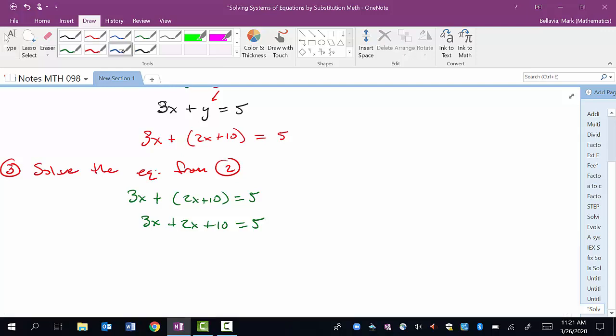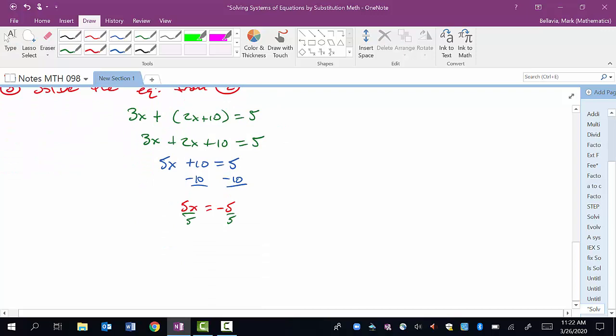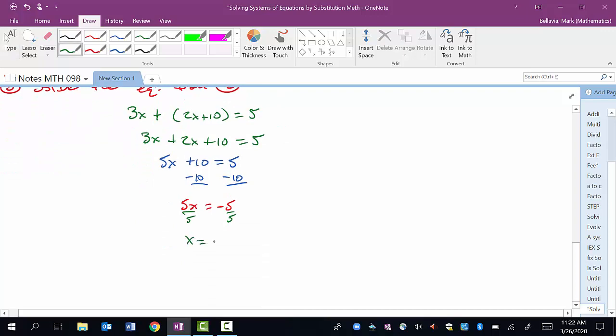And solving this, remember you want to combine like terms. 3x plus 2x gives me 5x plus 10 equals 5. We'll subtract 10 from each side. I end up with 5x equals negative 5. And then solving for x, we will divide by 5 and divide by 5. I end up with x equals negative 1.